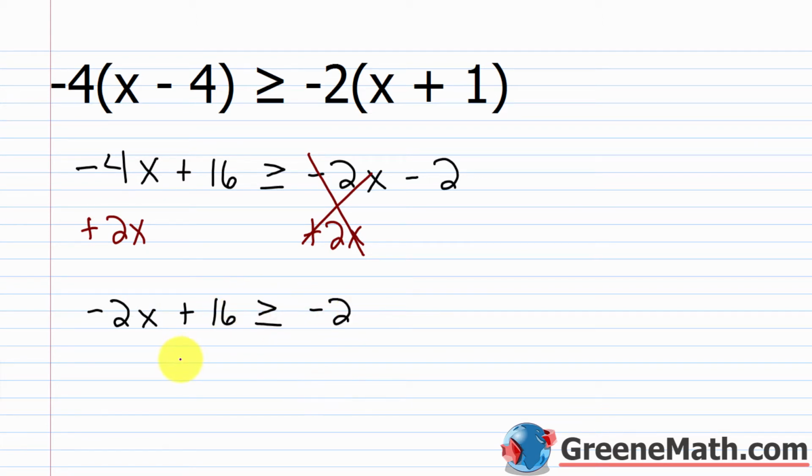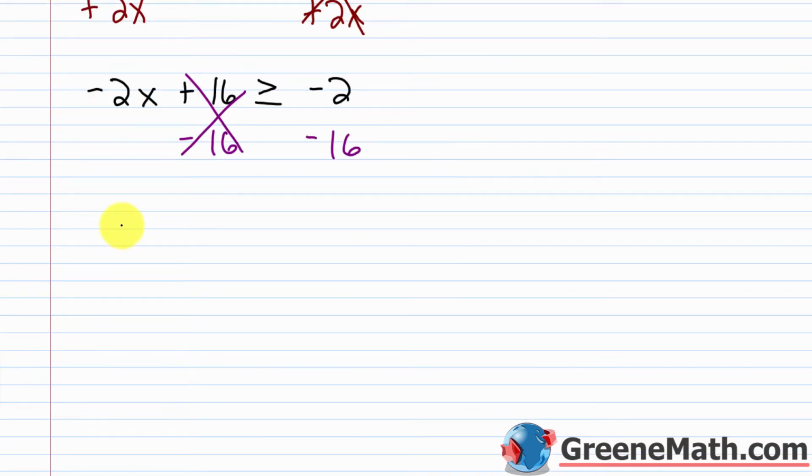So now I just want to subtract 16 away from both sides of the inequality. So this can go away and my variable term is isolated. Now on the left, I just have negative 2x, and then is greater than or equal to. On the right, negative 2 minus 16 is negative 18. And I have one final step.